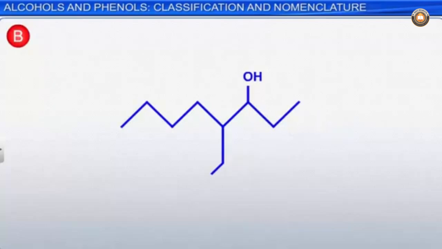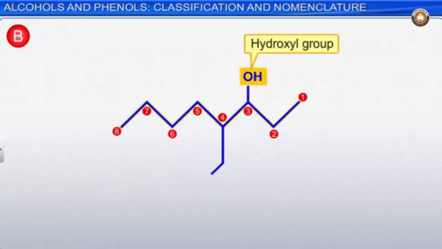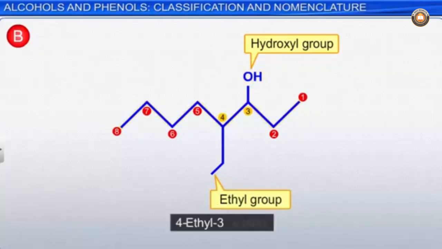In molecule B, the longest continuous chain has 8 carbons. If we start counting carbons at the left end of the chain, closest to the hydroxyl group, we see that the hydroxyl group is on carbon 3 and there is an ethyl group on carbon 4. So the correct name of the molecule B is 4-ethyl-3-octanol.